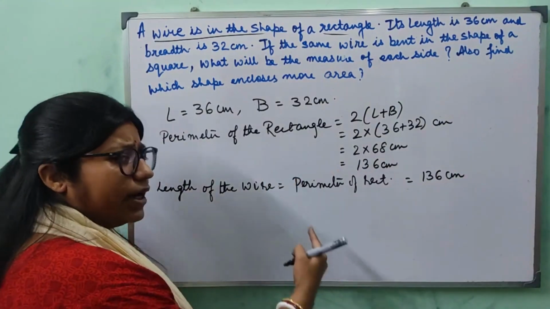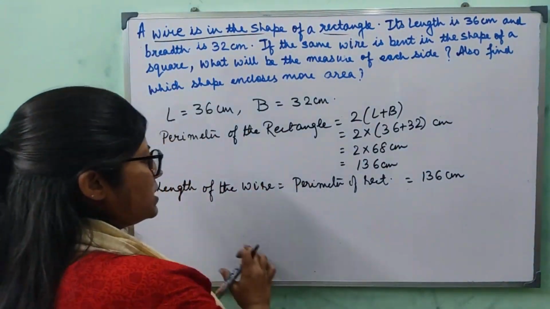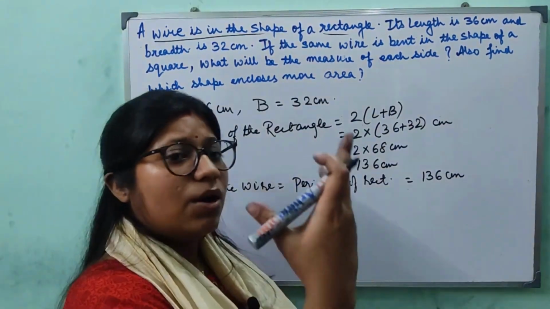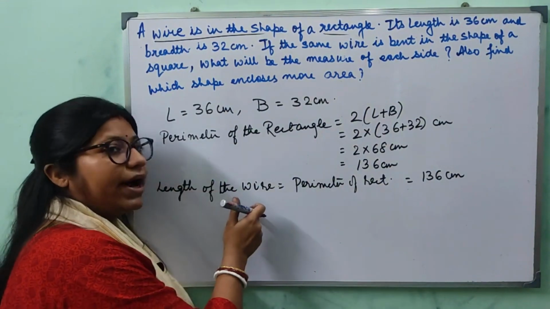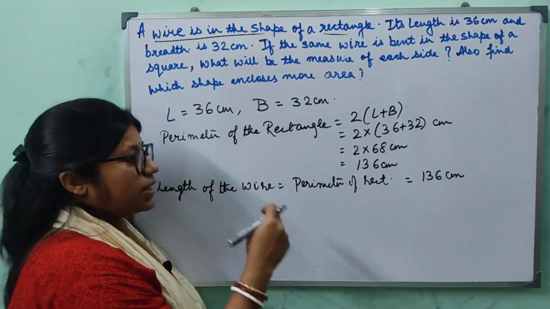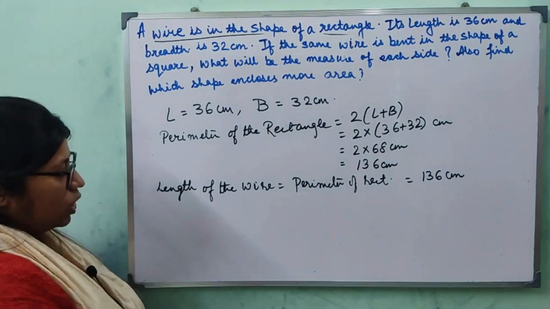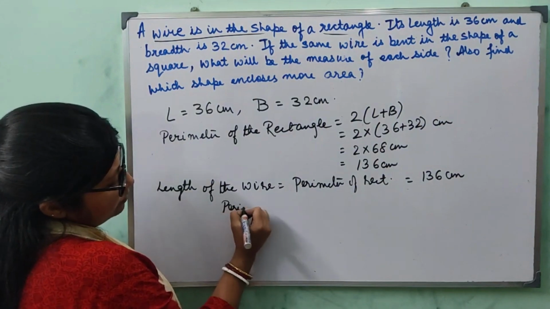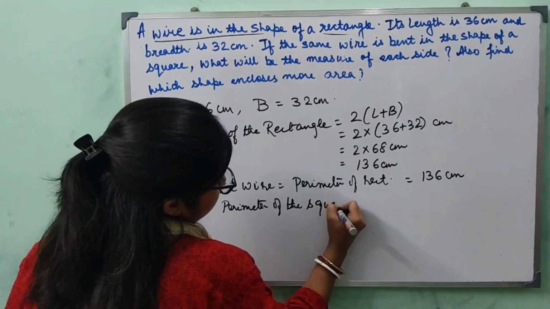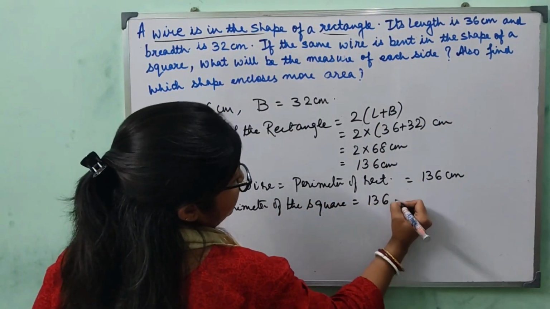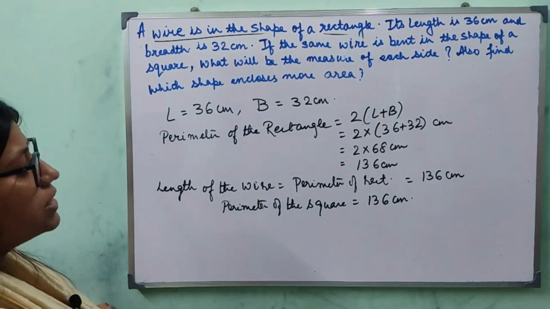Now the same wire was again used to make a square. What remains the same? The perimeter remains the same. Why does the perimeter remain the same? Because the wire is not being changed. The same wire is used. The two different shapes are made with the same wire. So the perimeter of both the shapes is the same. So perimeter of the square will also be equal to 136 centimeter, because the same wire was used here in this case also.